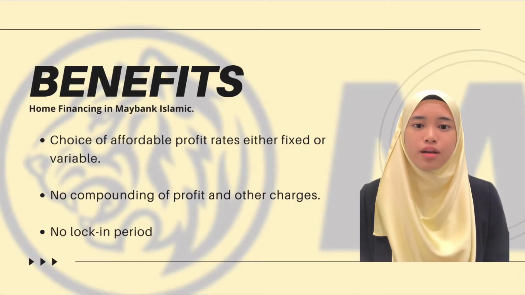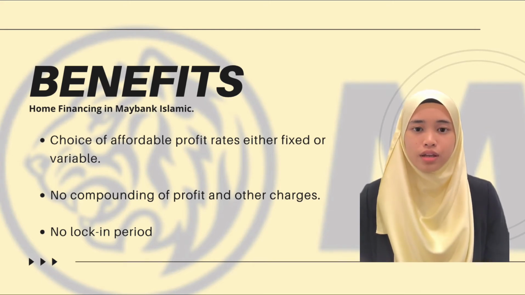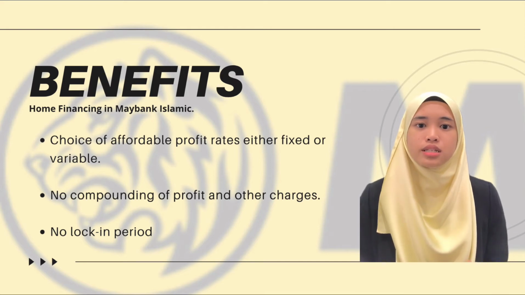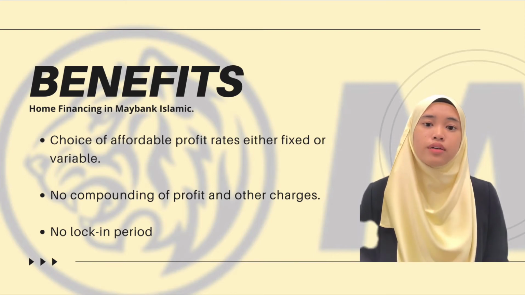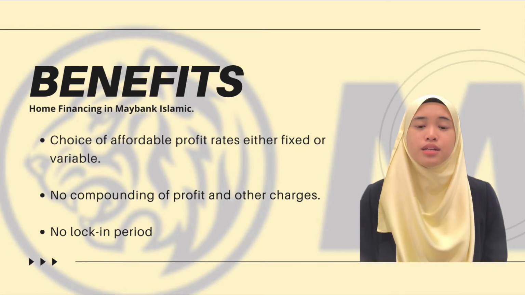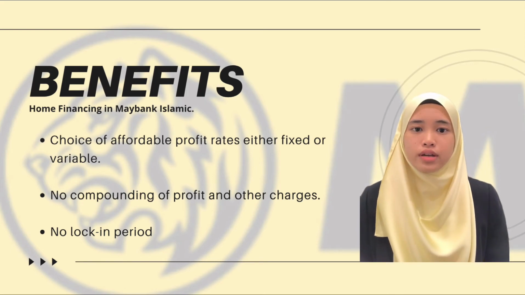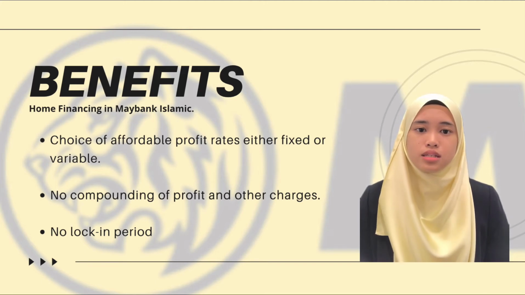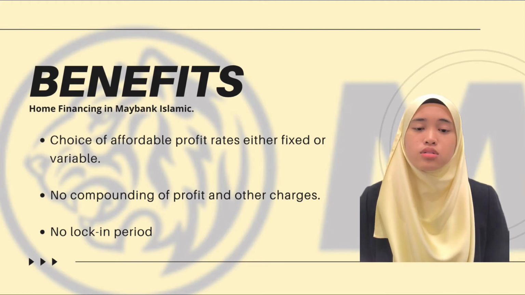A benefit that people can get when they apply for home financing in Maybank Islamic is that they follow the Sharia principle of murabahah, which means cost plus profit, where the bank provides financing to the customer via the trade of identified Sharia-compliant commodities such as crude palm oil and RBD palm oil. Next, they give a choice of affordable profit rates, either fixed or variable. In Maybank Islamic, there is no compounding of profit and other charges. This will help decrease the burden on society.